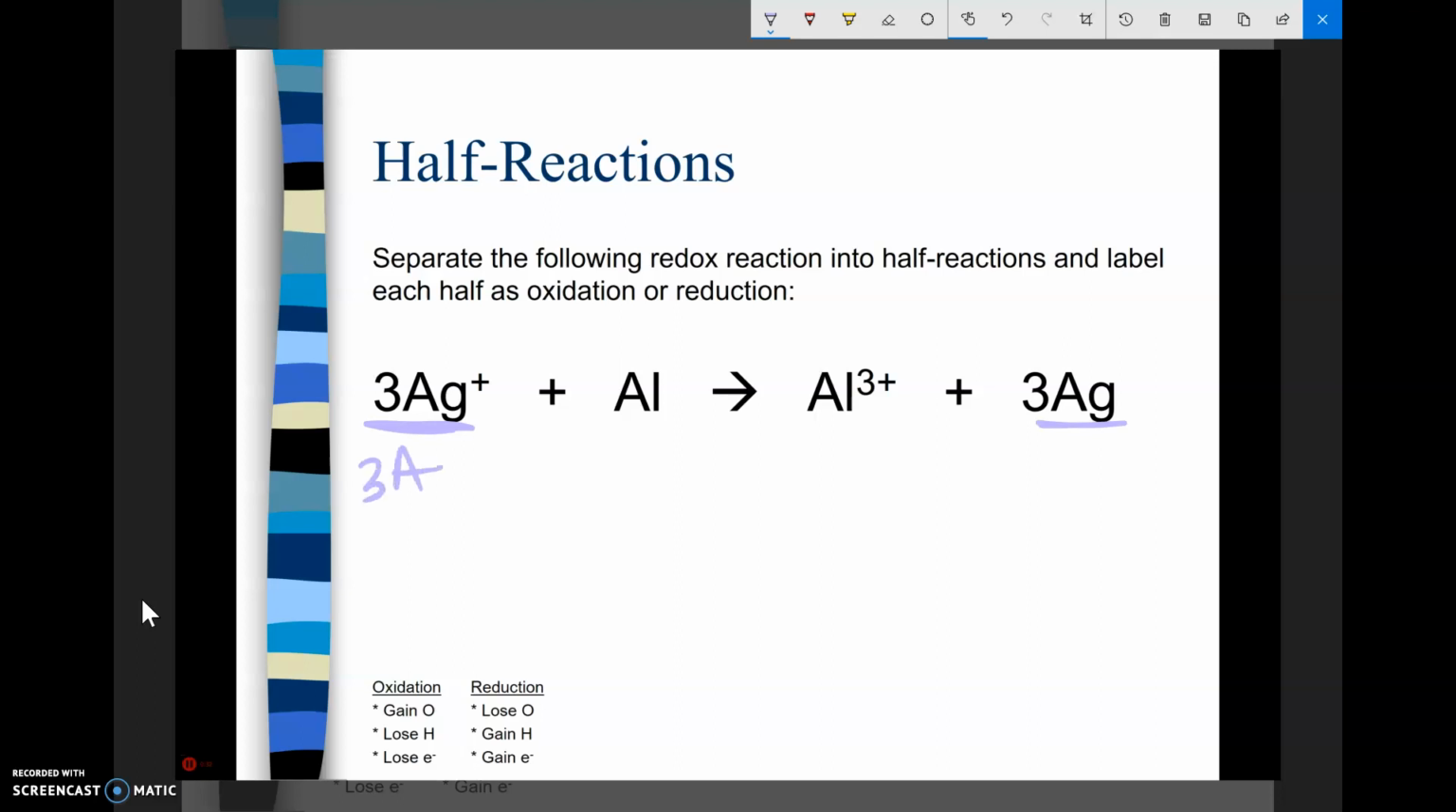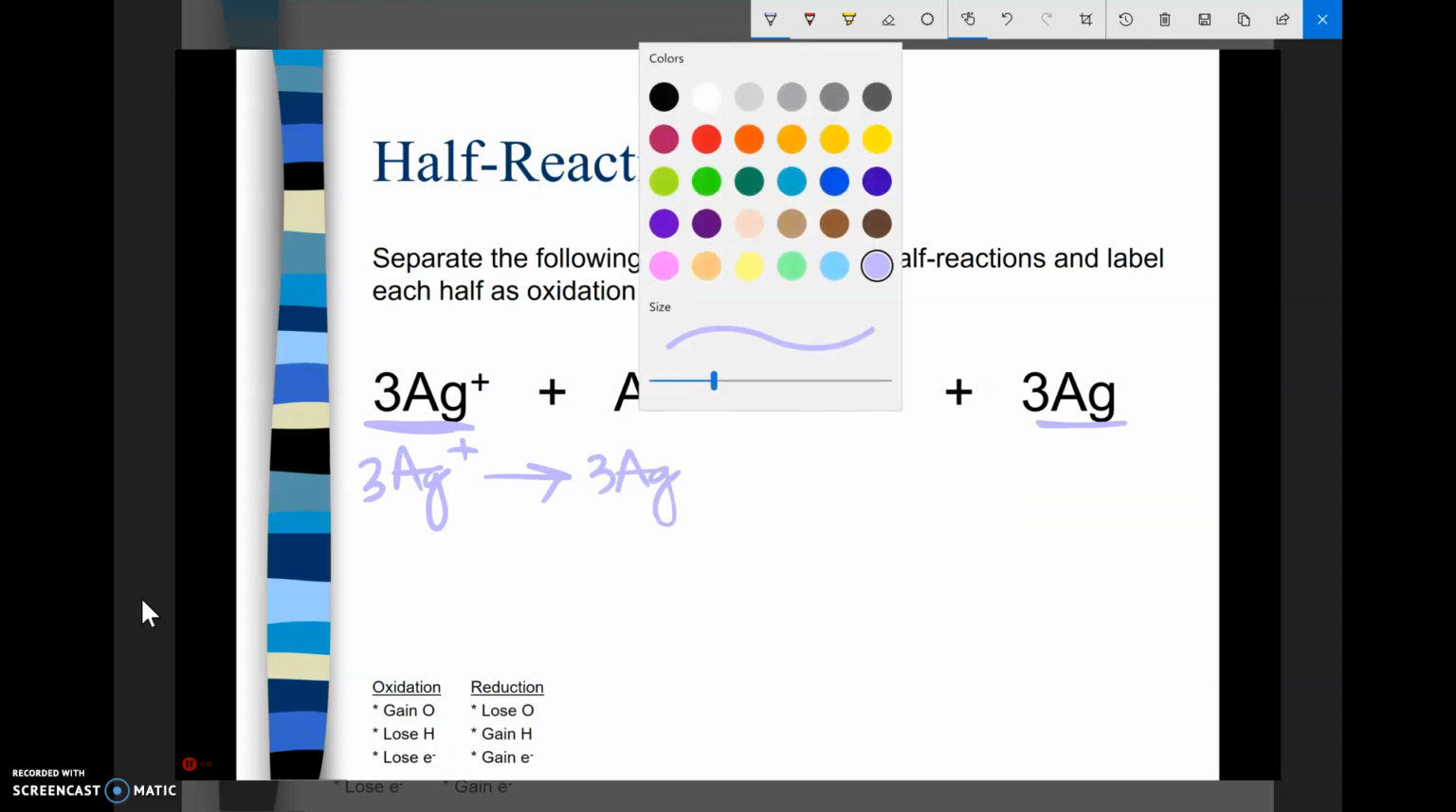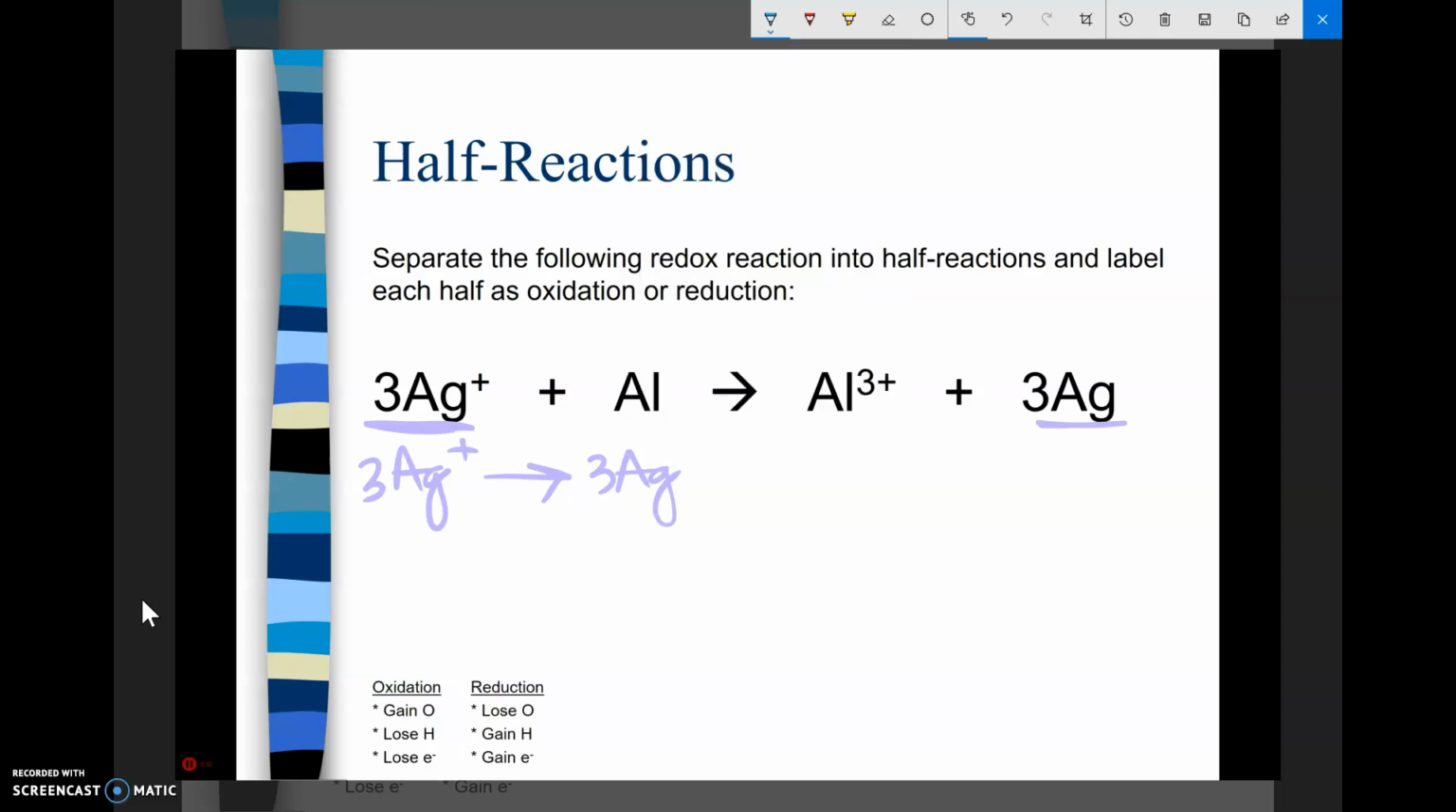And we're going to keep everything the same. So our coefficient, we're going to keep our charges, everything the same. So this is one half reaction. Then we're going to do the same thing for the second half reaction. Aluminum goes with aluminum. So right here we're going to put aluminum, and then on the product side we're going to put aluminum ion.